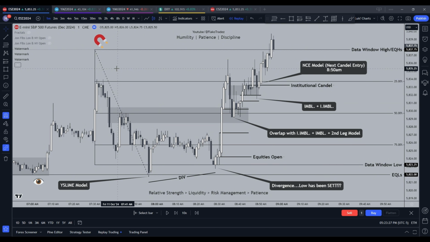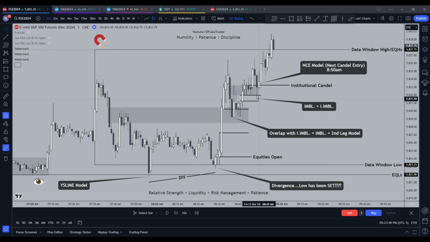We simply just want to cross over 50%, come back into concepts that support your bias, and then boom, that's your entry. Here we had our third entry, I guess you can say, with an imbalance, inverted imbalance, plus even an institutional candle. And then we have our fourth entry right here, which is the NCE, which was my second entry that I made, right at the 8:50 a.m. entry. And from there, we smash TP. But yeah, this is simply my analysis for today.